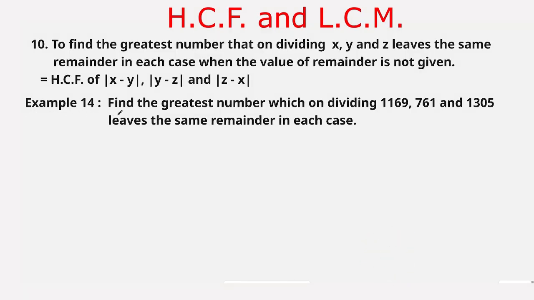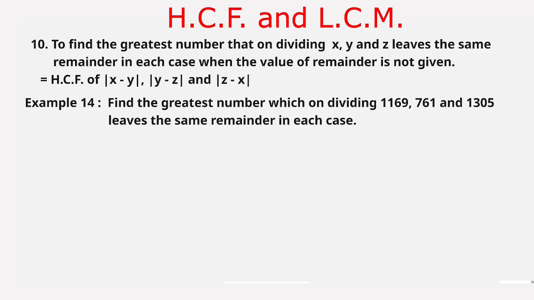Example number 14. Find the greatest number which on dividing 1169, 761 and 1305 leaves the same remainder in each case. Here that remainder is not given. Now what we have to do?